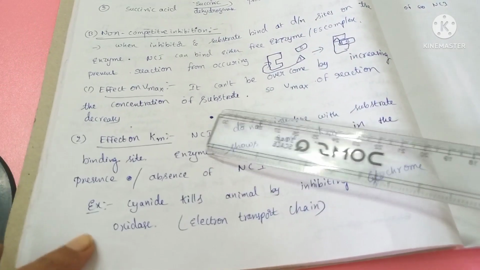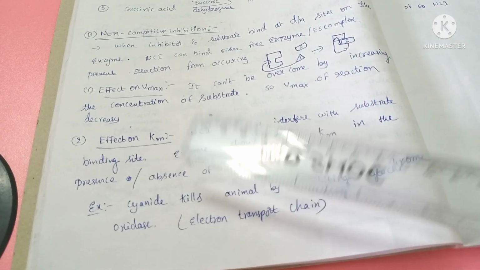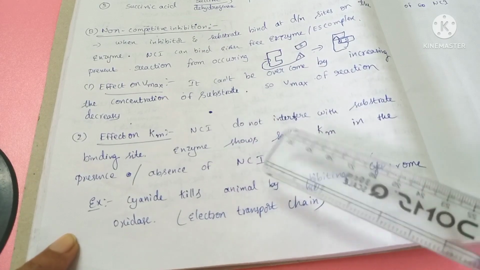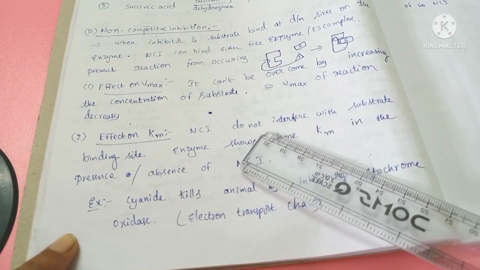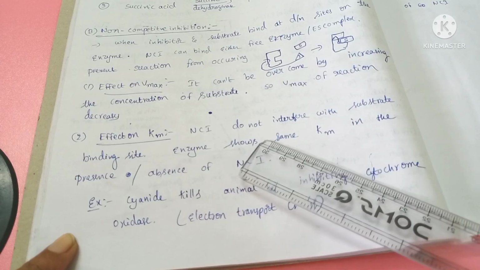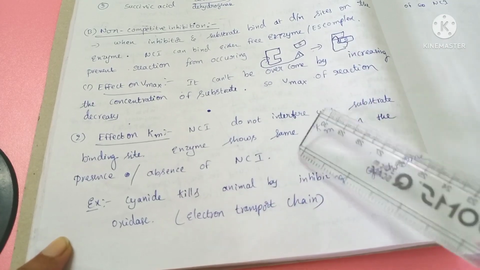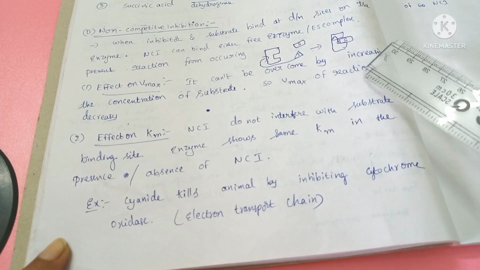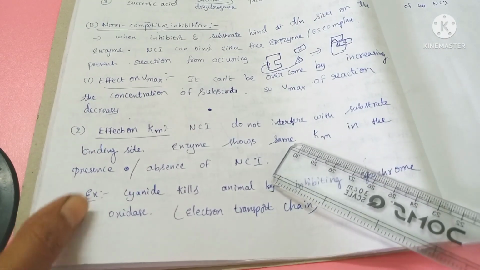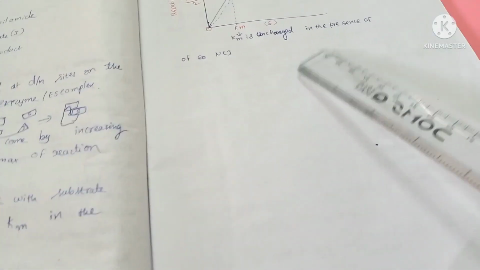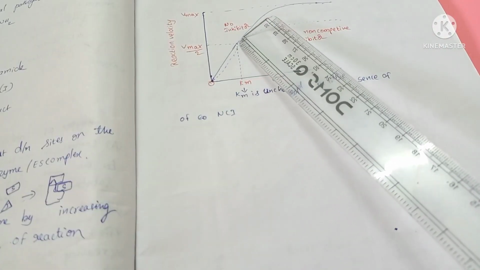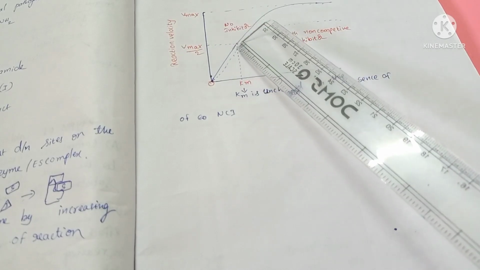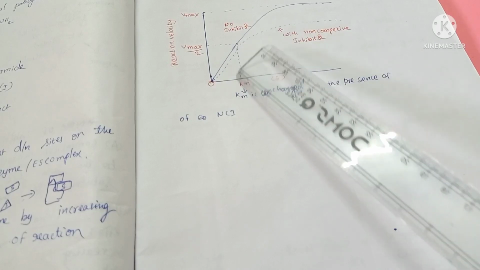Next, the effect of non-competitive inhibitor on Km. The non-competitive inhibitor does not interfere with the active site of the enzyme, right? So there is no problem for the substrate for the binding site. The enzyme shows the same Km in the presence or in the absence of the non-competitive inhibitor. The same Km will be seen in both cases. So there is no change in the Km value. See, in the presence of inhibitor and in the absence of the inhibitor, the same Km is seen. There is no change observed.